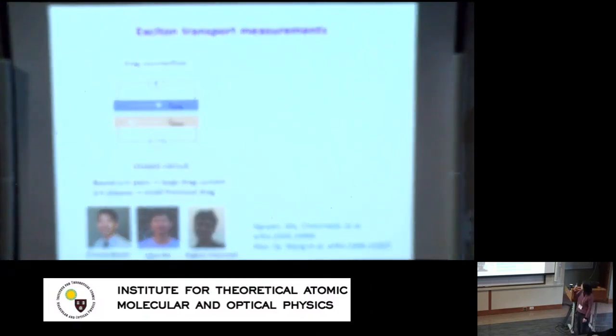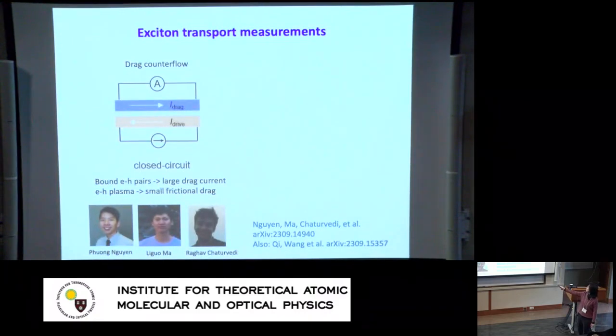Okay, so a schematic of this drag counterflow measurement is like the following. If we apply a drive current in one layer and detect the drag current in the other layer, and if we have exciton, then if I drive electron in this layer, automatically I should have a hole current, same amplitude but in opposite direction, accompanying this current. So in this case, my drag current ratio should be 1.